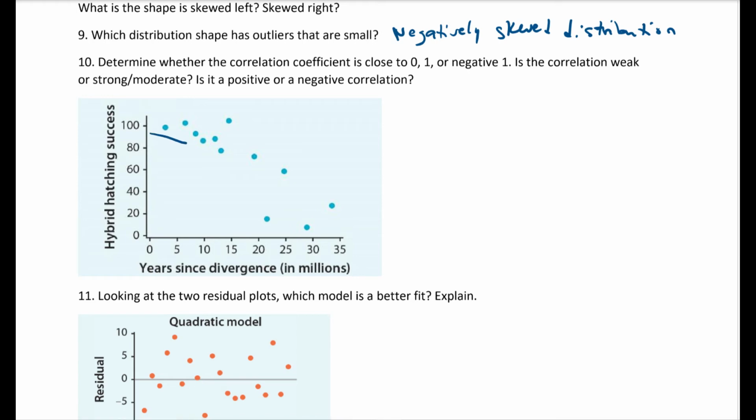So it looks like the line of best fit, maybe something like that, right? So it looks like it's trending downward. So that means it's a negative correlation, right? So it's a negative correlation if it's trending downward.